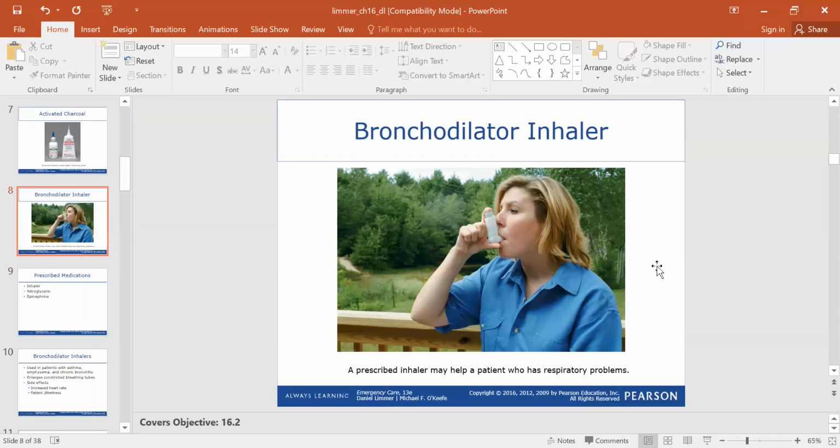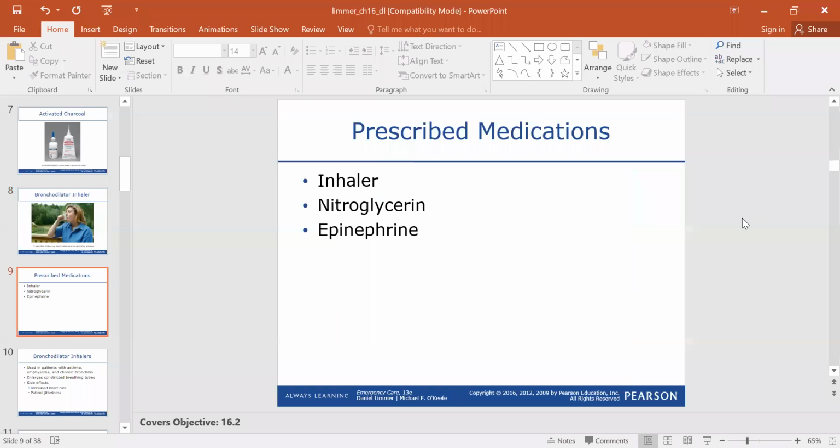So, which patient would most likely have a bronchodilator or inhaler? What would this patient have as far as a medical issue, condition? Asthma. Perfect. Yeah, asthma's the big one. All right, so we talked about the inhaler, epinephrine, nitroglycerin.